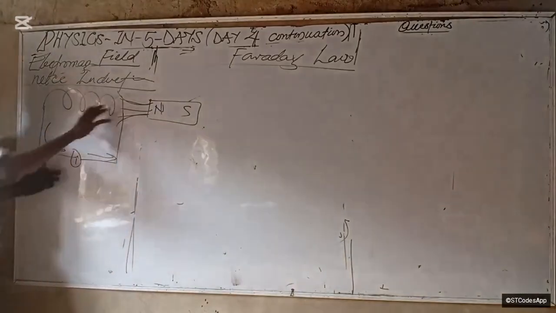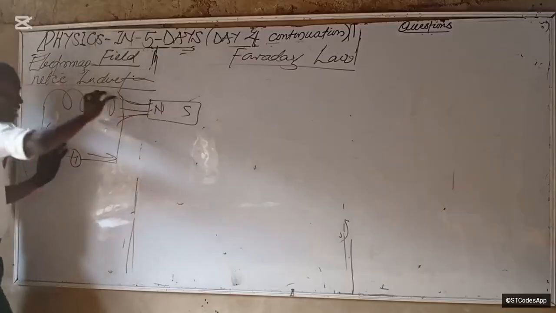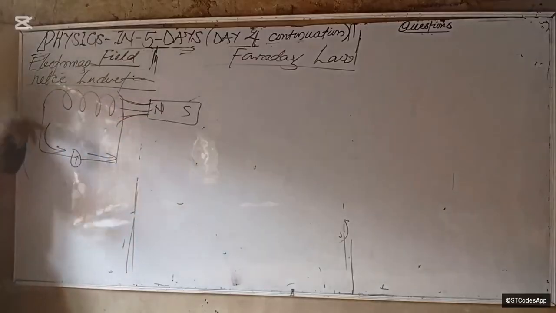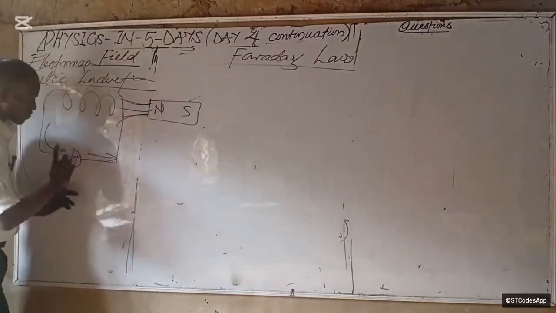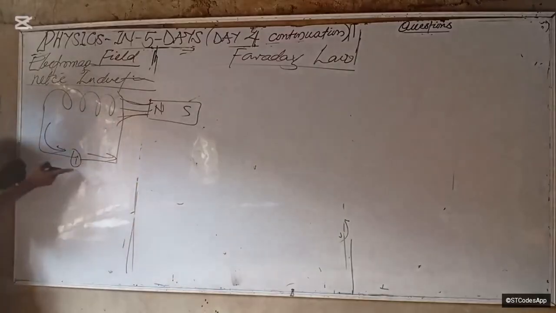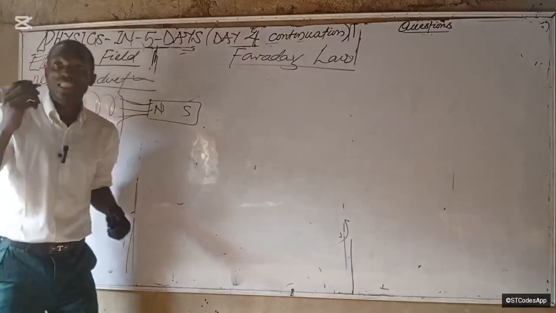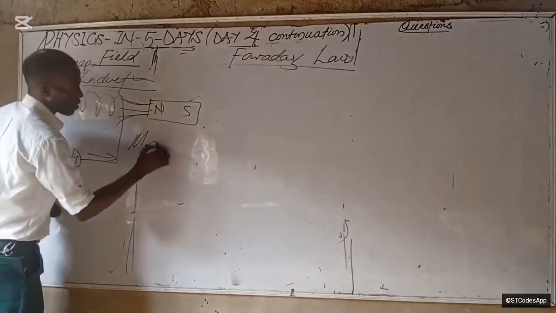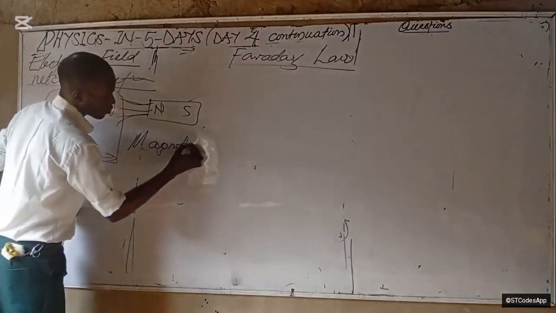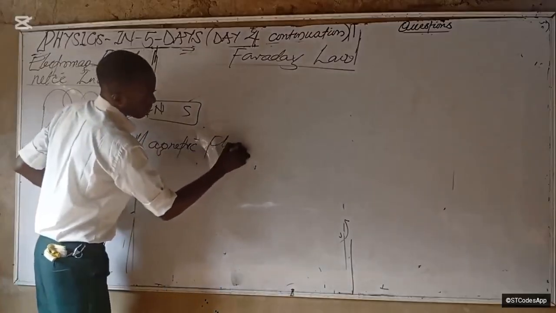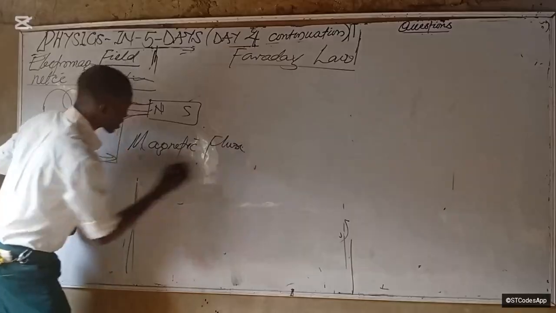If it was the magnet that was stationary and you brought this system close to it, the same thing would happen. If it was north, it would deflect towards this direction. And I'll show you why it's deflecting towards this direction in a jiffy. Now, the magnetic flux, somebody say magnetic flux. Magnetic flux is denoted by phi.